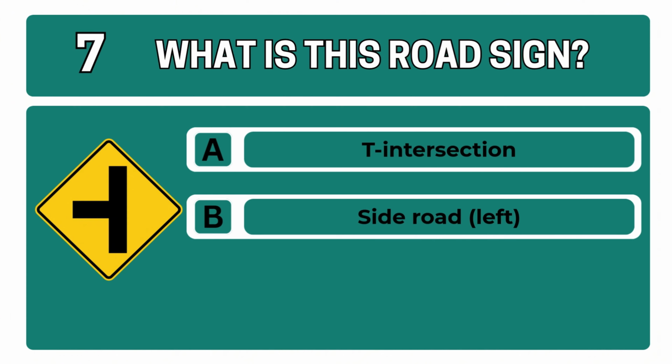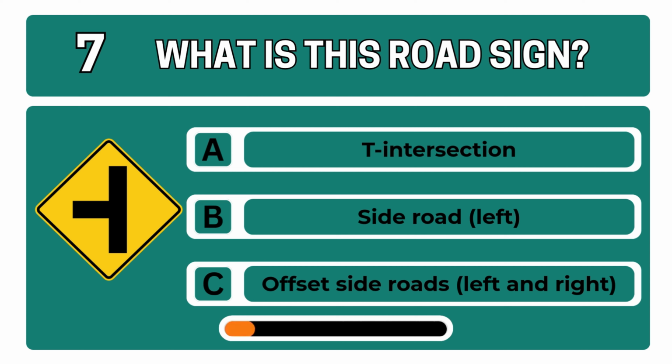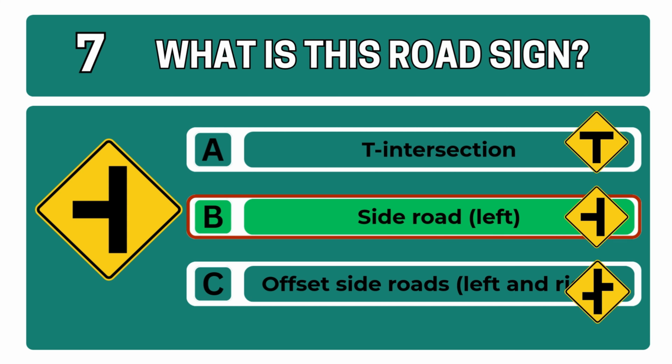Question 7. What is this road sign? A. T intersection. B. Side road, left. C. Offset side roads, left and right. The answer is B. Side road, left.